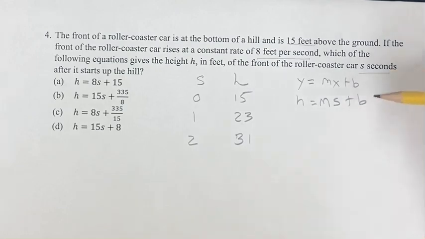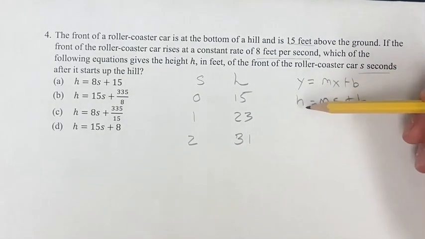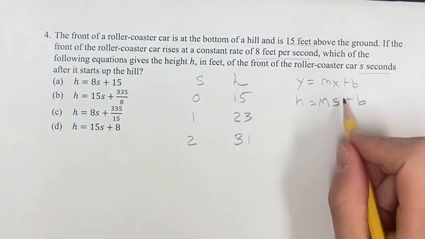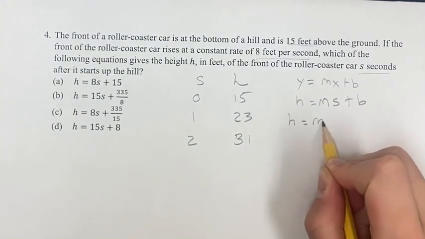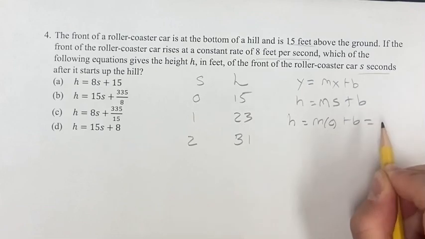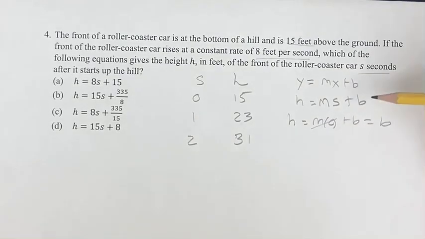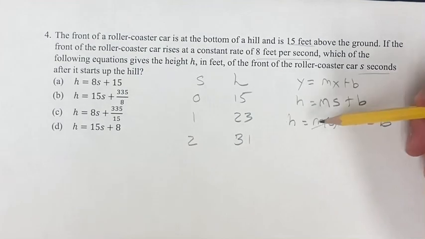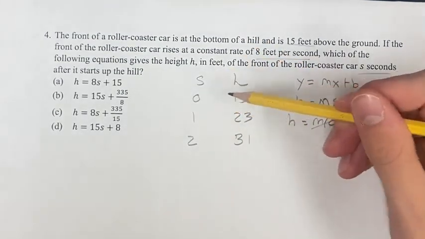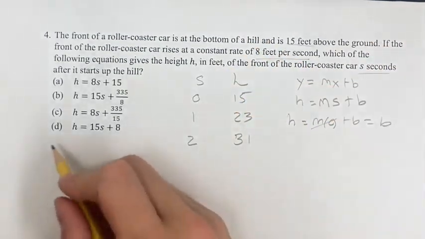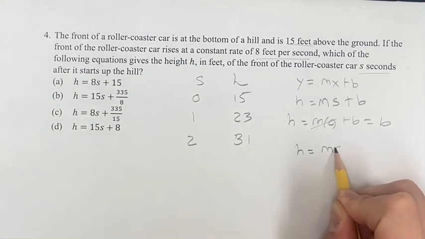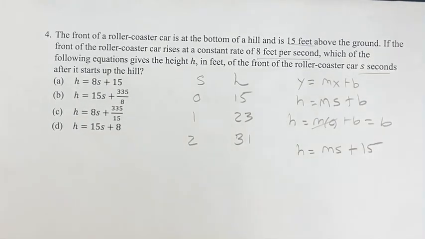So b is going to be the y-intercept, or in this case, the h-intercept. What does that mean? Well, when s is equal to 0, h is equal to m times 0 plus b. m times 0 is 0, so this just cancels out, and h is equal to b. So b is the value of h when s is equal to 0. When s is equal to 0, we know h is 15. So our equation here is h is equal to ms plus 15.